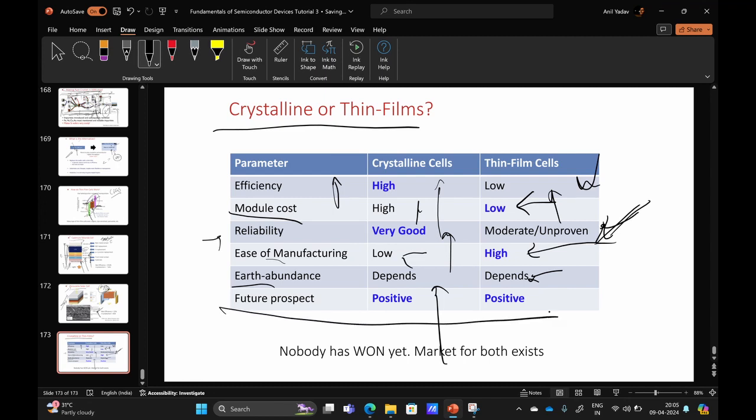Both have future prospects. Crystalline cells are highly efficient and good for the long run. Thin film cells are less efficient but very inexpensive, so they will also cover the market for IoT purposes. We can use them in different applications, in remotes and calculators, where low power applications are used.